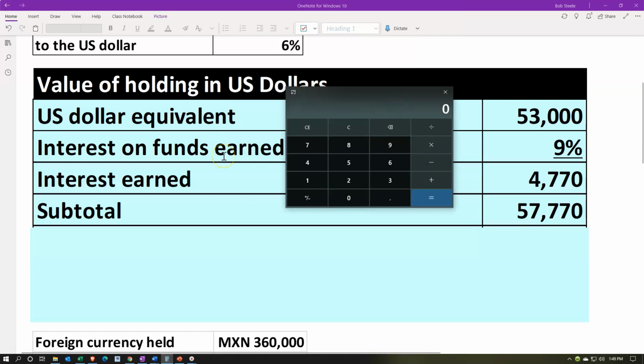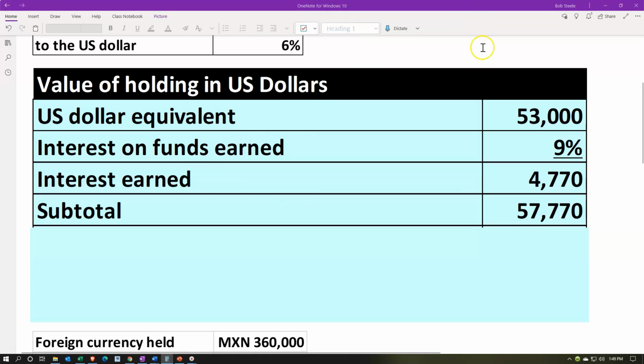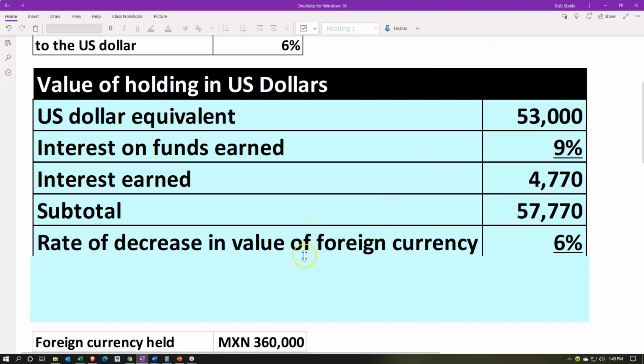Obviously, we can do that two ways. We can say the 53,000 times 0.09 plus the 53,000 gives us the 57,770, or the 53,000 times the 1.09, 100% plus the 9%, giving us the 57,770. So then we also have to consider the decrease in the value of the currency. So this was where we would stand if this was an investment in US dollars and we got interest at 9%. But now we're at the 57,770 in yen.